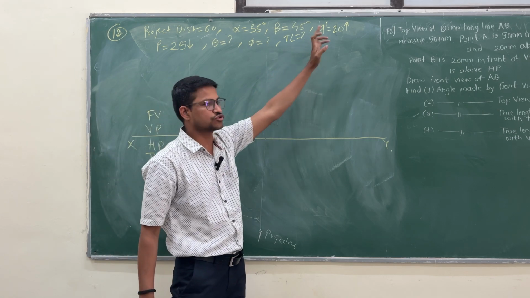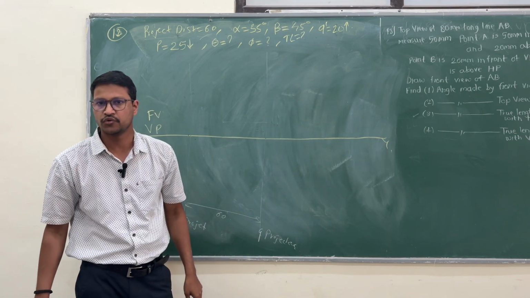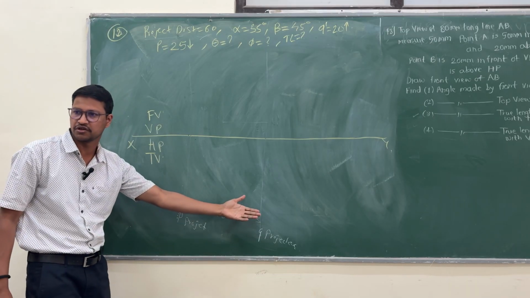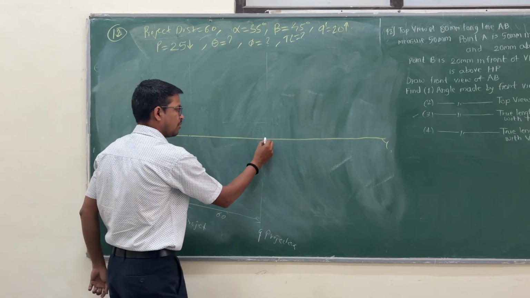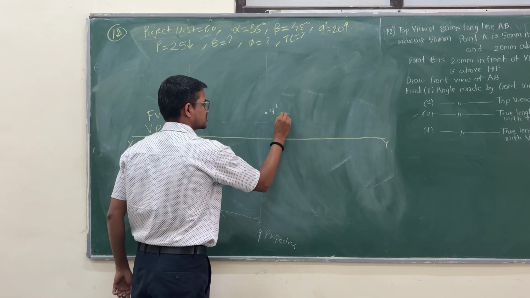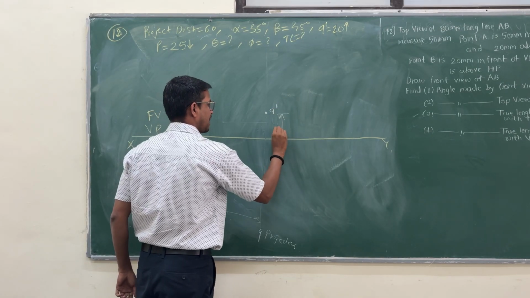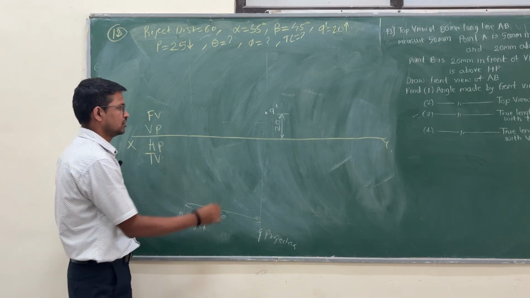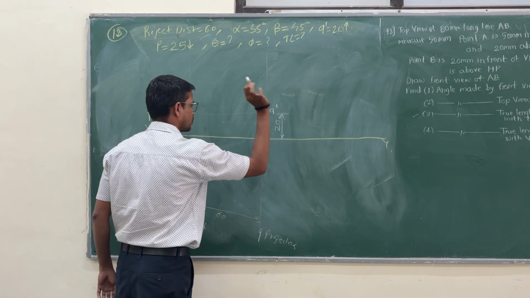Now Q dash is 20 mm above the HP. Here is the Q dash projector, Q projector, here is Q. From 20 mm above HP, so here is Q dash, and this Q dash is how much? 20 mm above the HP. Fine? No any issue. Now from Q dash point, draw a horizontal line.